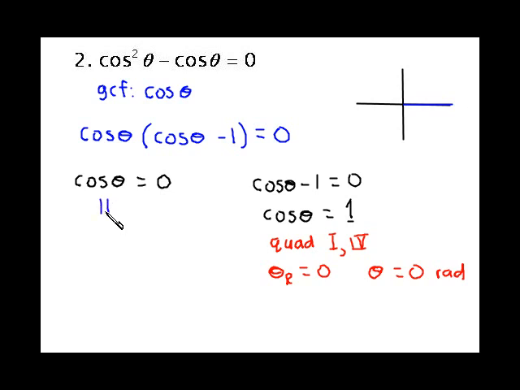Now with cosine theta is equal to 0, you could do the same thing, but if you did use your unit circle, you will note that cosine theta is equal to 0 in two places. And I'll go directly to the answer. At 90 degrees, or pi over 2, because x is equal to 0, and also at 3 pi over 2. So this is going to give us our answers.